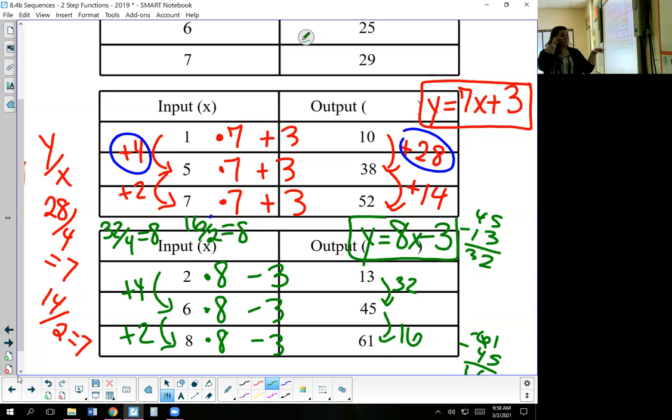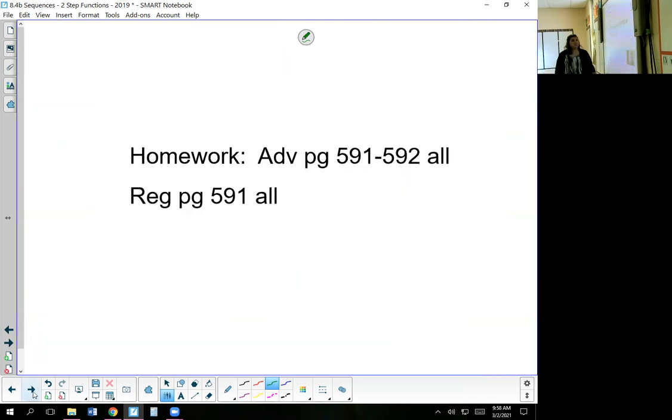See, I made a mistake because apparently I don't know how to subtract, but I caught myself. So there you go. I said we're not perfect again. But again, it's okay. We all make mistakes.